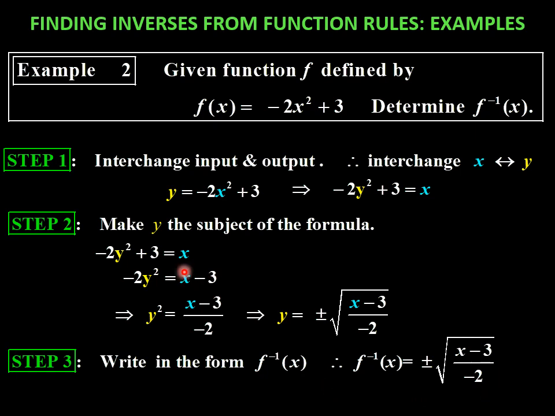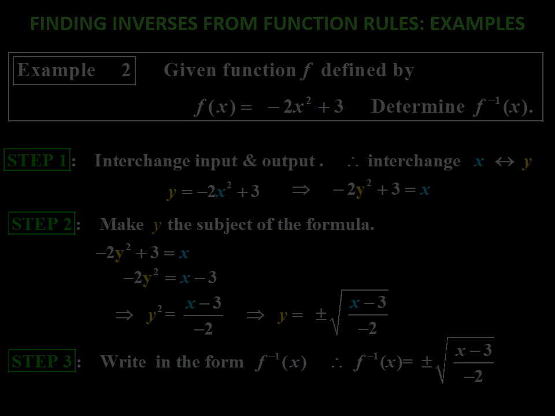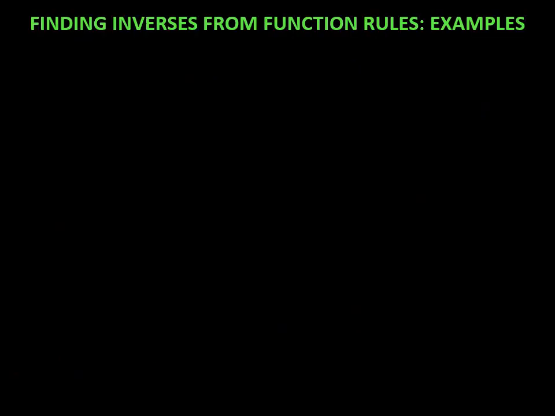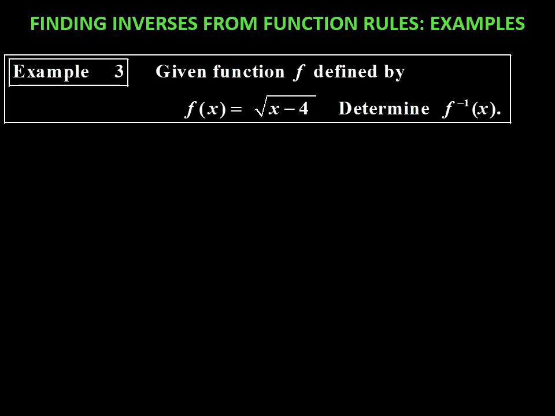Let's just look at this again. You see, originally we had plus 3. There we have minus 3. There we have square. There we have square root. There we have times by negative 2. There we have dividing by negative 2. Let's look at another example. Let's look at the rule f(x) equal to the square root of x minus 4, and we want to determine the inverse rule.